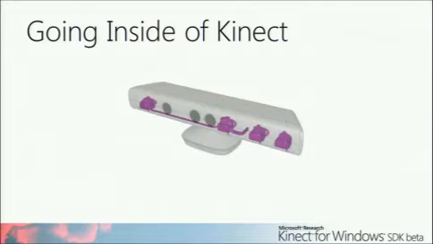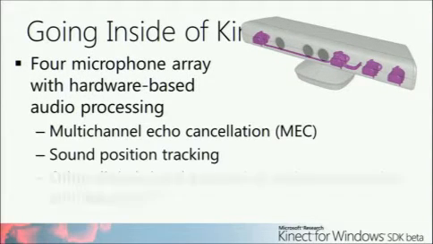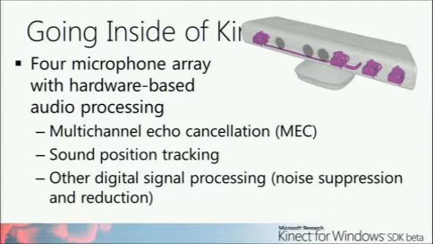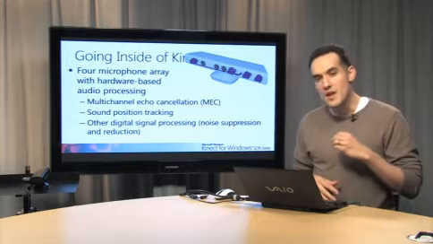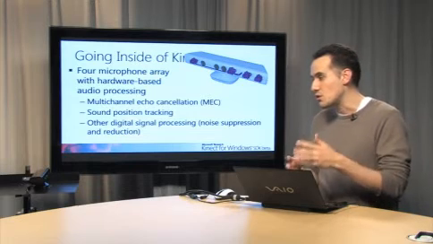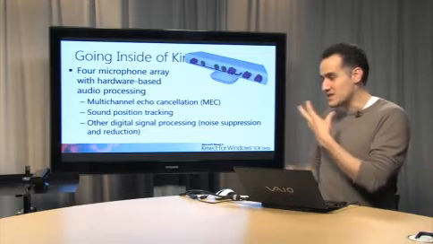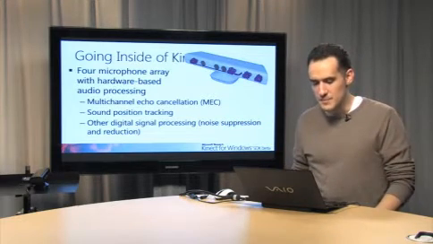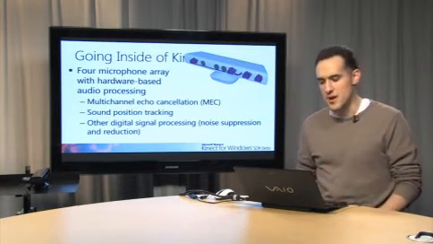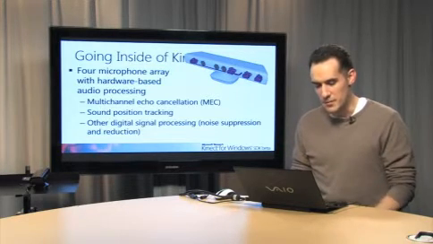So just to recap, inside the Kinect, we actually have a 4-microphone array, and a couple things that are happening is there's hardware-based audio processing. So what that means is it's on the hardware side, not on the software side. And this includes multi-channel echo cancellation, sound position tracking, so it'll know where the source position is for audio based on the microphone array. There's other digital signal processing going on as well, like noise suppression and reduction that you typically find in microphones.